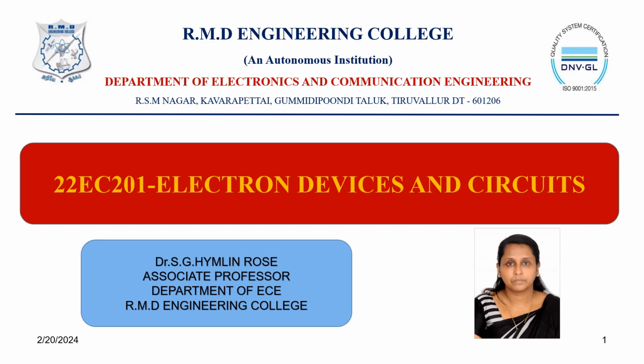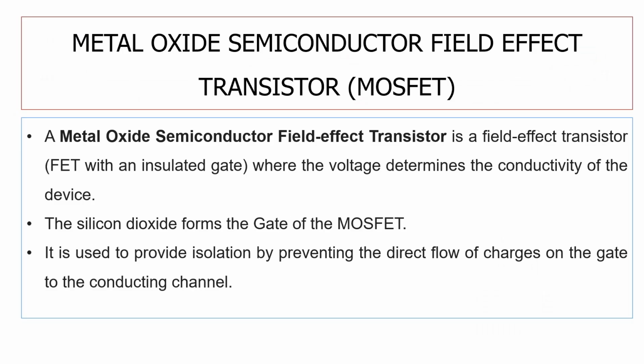Today we will discuss the operation of the enhancement MOSFET in the subject Electron Devices and Circuits. Before going to the operation and working, first we will discuss what a metal oxide semiconductor is. A metal oxide semiconductor field effect transistor is a field effect transistor with an insulated gate, where the voltage determines the conductivity of the device, and it is mainly used for amplifying signals.